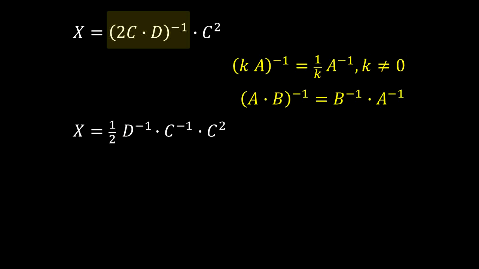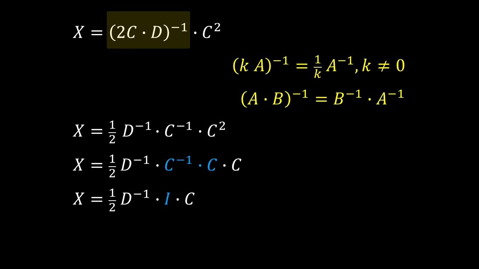Having in mind that a matrix squared is just the matrix multiplied with itself, we rewrite the equation in the form... To continue, the highlighted product of a matrix inverse and the matrix itself will give us the identity matrix, which finally results in the equation. As you can see, the matrix X is going to be 1 over 2 times D inverse times C.